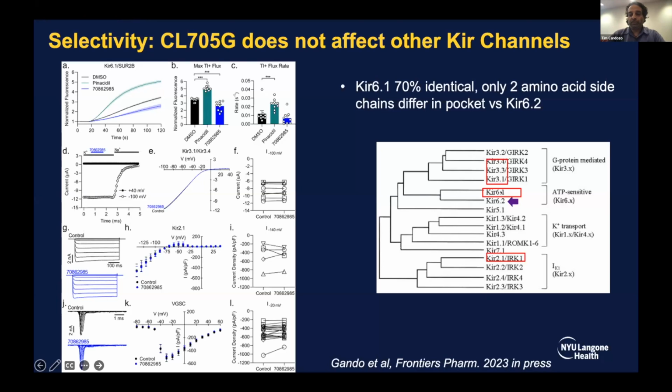A very close relative of KIR6.2 is KIR6.1, and the compound is actually selective versus KIR6.1. Here, this is pinacidil. Here's the compound. It actually blocks the channel a little bit. So even though KIR6.1 is 70% identical and there's only 2 amino acid side chains differing in the pocket, surprisingly, this compound is very selective for KIR6.2, which is both desirable and a little bit mysterious because the pocket is so similar.